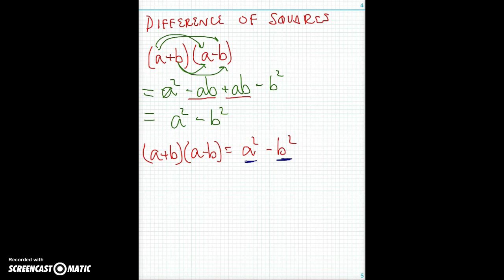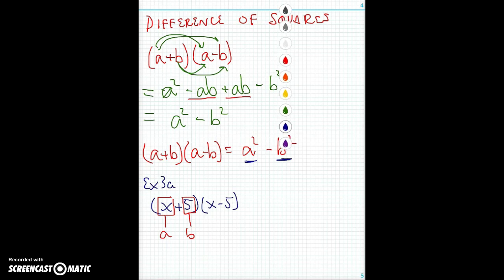So let's look at an example. We'll call this example 3a. If we take x plus 5 times x minus 5, we're going to call this term our a term, and this term our b term. We're not worried about the signs right here.